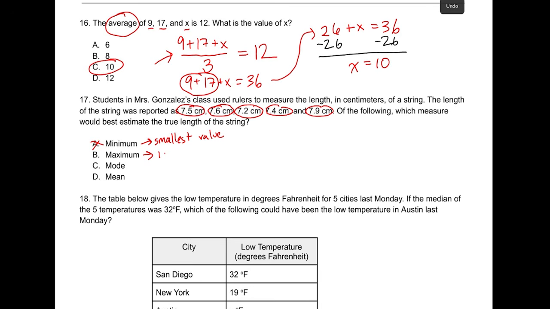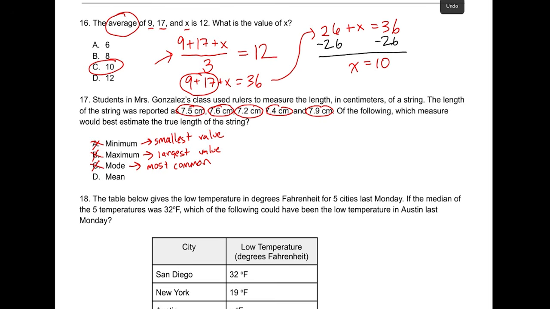Similarly, the maximum, which is the largest value, there's always going to be someone who gets the largest measurement, but that doesn't necessarily mean that's the best measurement. So it's not going to be the maximum. The mode is the most common number in the list. And if we look at this list of values, there are no repeated measurements. So there's actually no mode in this problem anyway.